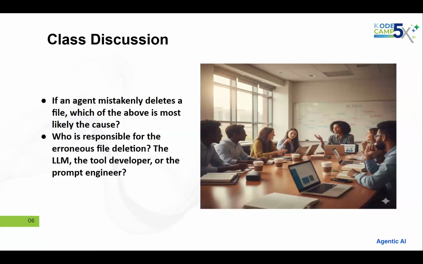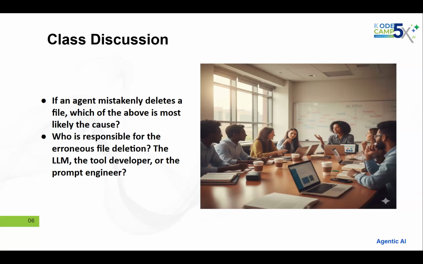Are you there, Nunsi? Yes, I'm here. I think that it's a failure, because what's the reason why the agent deleted the file? If it was that the prompt engineer told the agent to do that, then it's not a failure. Or I think it's a prompt engineer failure, because at this point, the prompt engineer has finished their work, right? The agent is in production.